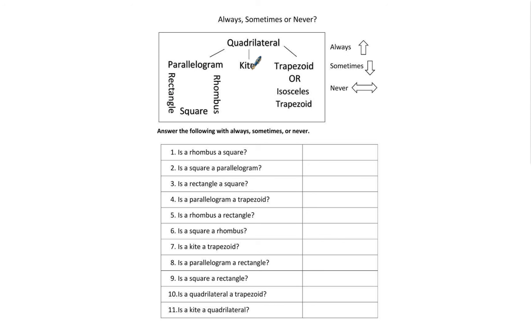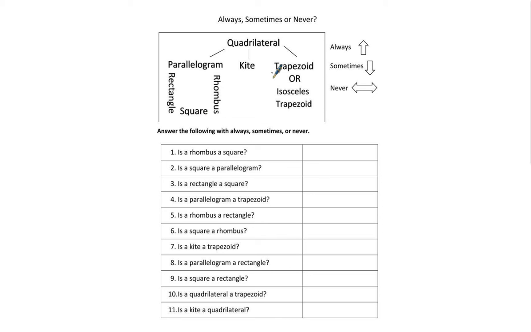So like a kite, if we're going up, will always be a quadrilateral, or a trapezoid will always be a quadrilateral. Sometimes, so that means that it can sometimes be that thing. So like a quadrilateral can sometimes be a parallelogram, a rectangle, a square, a rhombus. It can sometimes be a kite, it can sometimes be a trapezoid, but not all the time. Or, for example, if we look at rectangle, a rectangle can only sometimes be a square. Or a parallelogram can only sometimes be a rhombus or a rectangle or a square.